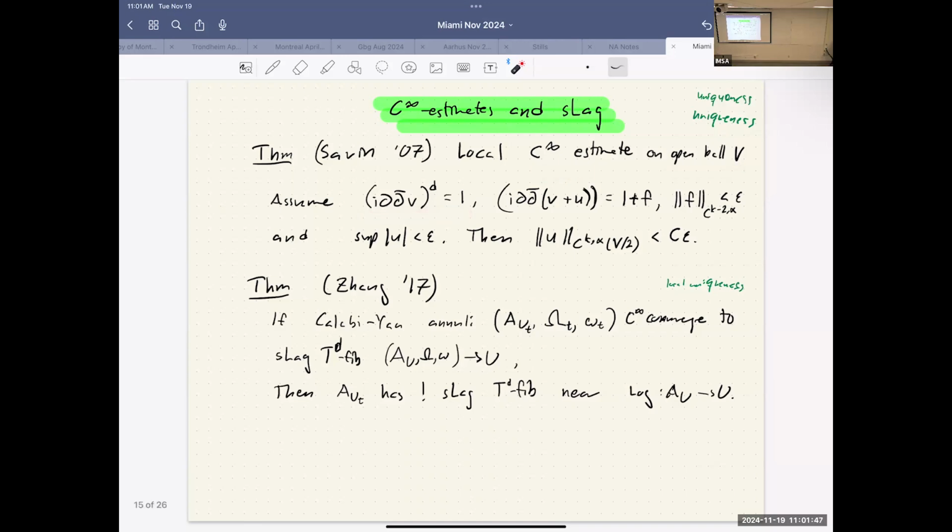And I also assume that if I perturb it a little bit, I add a small u, then, sorry, it should be to the power of d here, then I don't change the right-hand side so much. I change it with a small perturbation f, which is small in C^(k-2) norms. So f is small and all of its derivatives are small. And I also assume that the supremum of u is small. If I know this, then I know that all derivatives of u are small as well.